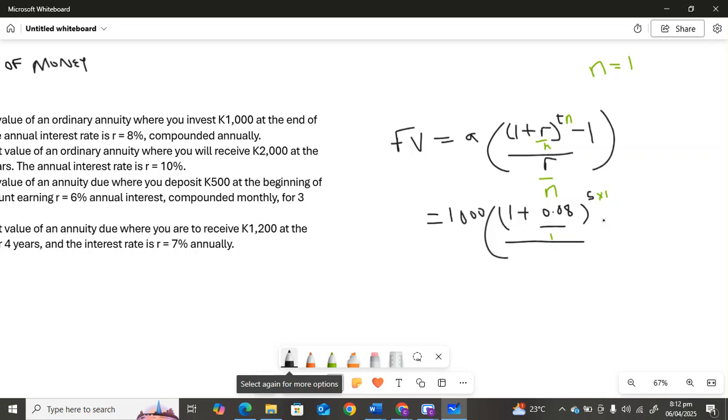And here we put a minus 1, over our rate, which is 0.08, divided by the number of compoundings, which is 1 here.